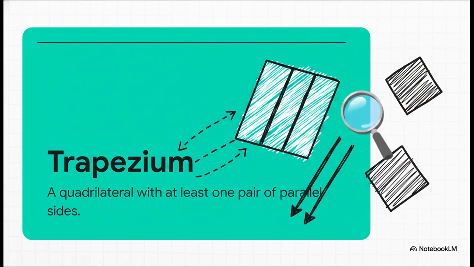Okay, so before we can prove it's a trapezium, we've got to be crystal clear on what a trapezium actually is. Simple enough. It's a four-sided shape that has at least one pair of parallel sides. So that's our goal. We just need to prove that one pair of those sides are parallel. But how do we actually do that?